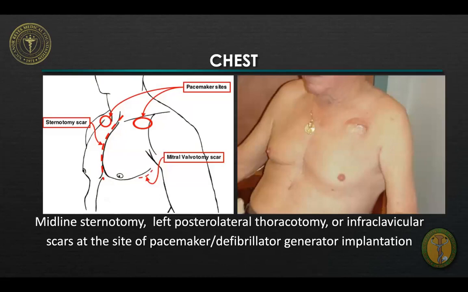For the chest, a midline sternotomy, a left posterolateral thoracotomy, or infraclavicular scars at the site of a pacemaker or defibrillator generator implantation should not be overlooked and may provide the first clue regarding an underlying cardiovascular disorder in patients unable to provide a relevant history. So these are patients who underwent CABG or coronary artery bypass grafting, or those who underwent valvular replacements, or patients who underwent ICD implantation or pacemaker insertion.